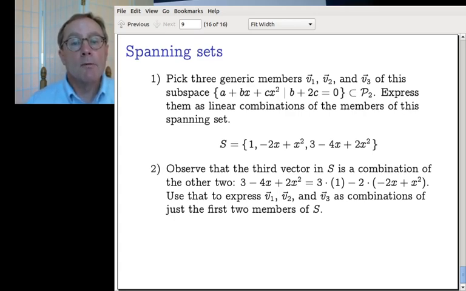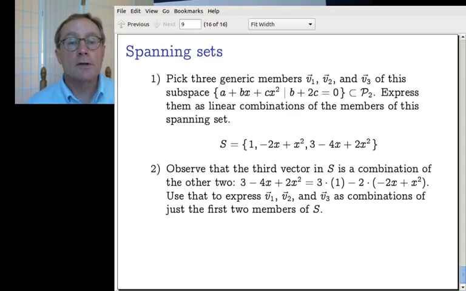is that you can express any member of that space, the collection of a plus bx plus cx squared, where b plus 2c is equal to 0. You can express any member of that space as a combination of members of the set S there, where it says 1 comma minus 2x plus x squared comma and 3 minus 4x plus 2x squared. So I'm going to write down three members of the space, and you might remember them, they're the members from last time. I'm going to write down three members of the space, and I'm going to express them as linear combinations of members of S.